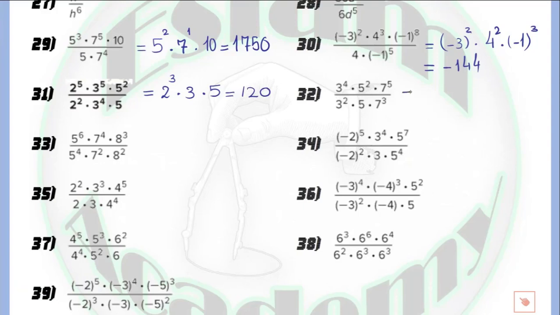Now we have question number 32. 3 to the power 4 times 5 to the power 2 times 7 to the power 5 divided by 3 to the power 2 times 5 times 7 to the power 3. Just we will write 3. Now we will subtract, so it will be 2. Times, 5 up and 5 down, so we just write it and subtract the power, so it will be power 1. If you need to write it, you can write it. If you don't want to write it, you don't have to do it. Now we have 7. Just write 7 and subtract the power, so it will be equal to 2. Now by multiplying, you will find that the answer will be equal to 350.